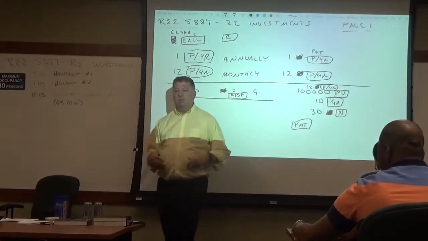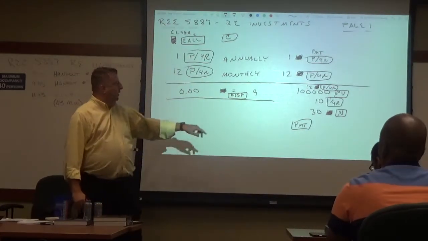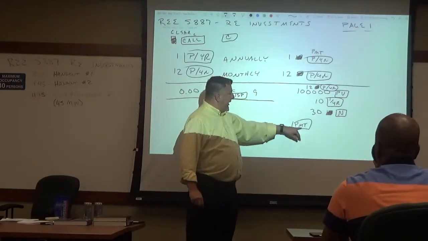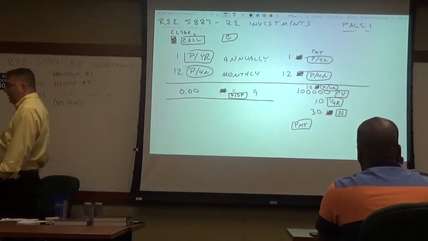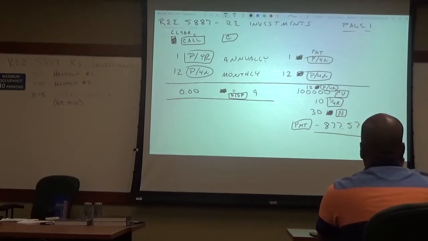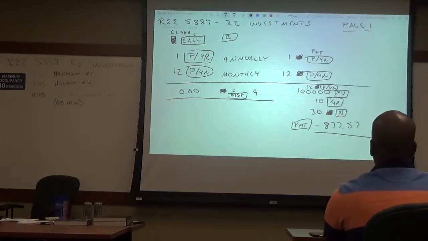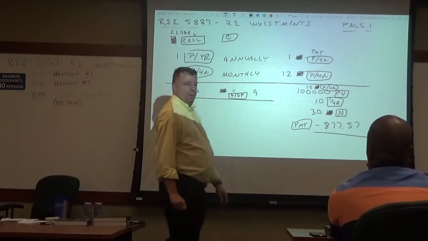So your calculator is just letting you know, yeah, it's got it, 360 months. So what you should be able to do now is simply hit the payment key. And if you've done everything correctly and there's no other insanity on your calculator, you should get something like 877.57 and some change. Okay, is everybody getting that? If you're not getting that, we need to take a quick little break to make sure that we see what you're doing wrong.